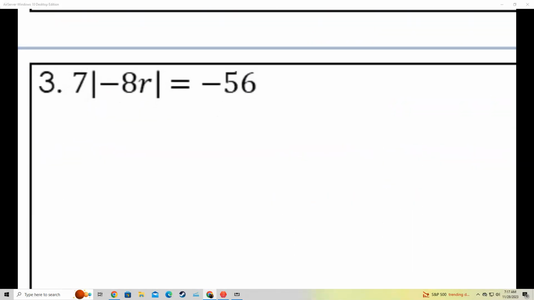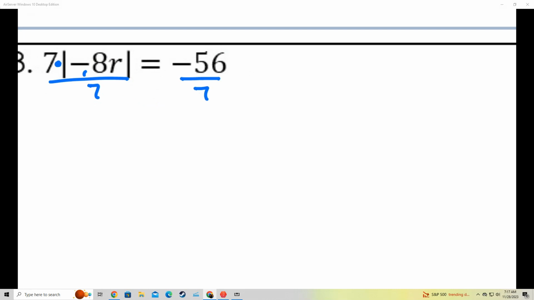Okay, here's where things change a little bit. I want to get the absolute value isolated, and it is not. I have the absolute value of something, and then there's this 7 stuck in the front. Notice that the 7 does not have any operation between the 7 and the absolute value sign. You need to know when there is no operation, we put an imaginary dot, which means that absolute value is being multiplied by 7. And if it's being multiplied by 7, I can get rid of it by dividing by 7. These are going to cancel.